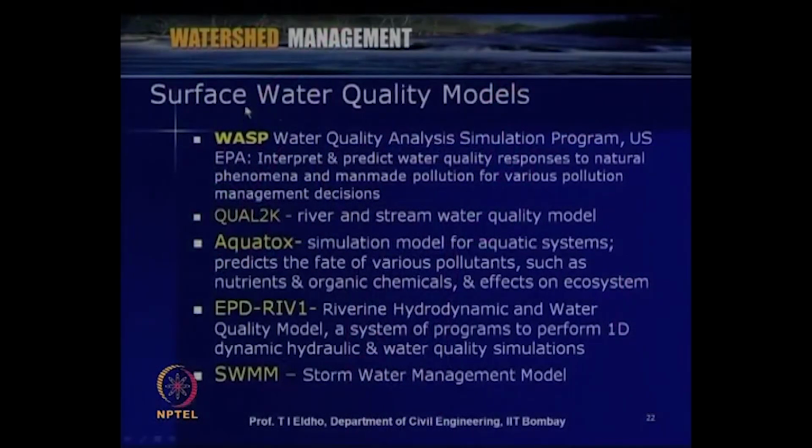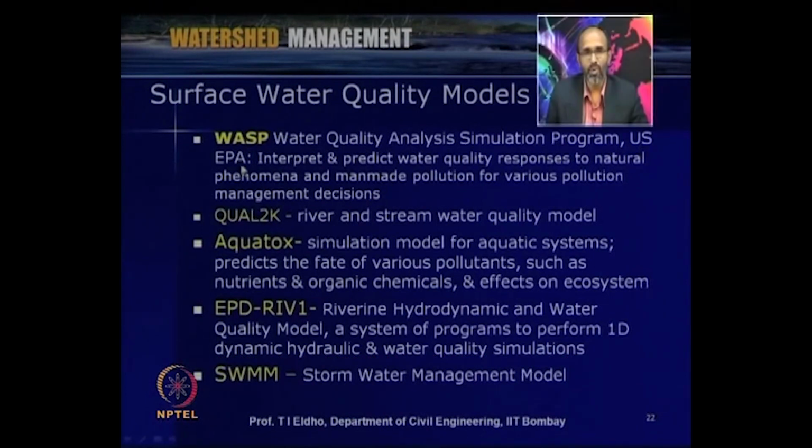As far as surface water quality models are concerned, I have listed a few of the most commonly used models here. The first one is WASP, the Water Quality Analysis Simulation Program. It is by the United States Environmental Protection Agency, and WASP interprets and predicts water quality responses to natural phenomena and man-made pollution for various pollution management decisions.